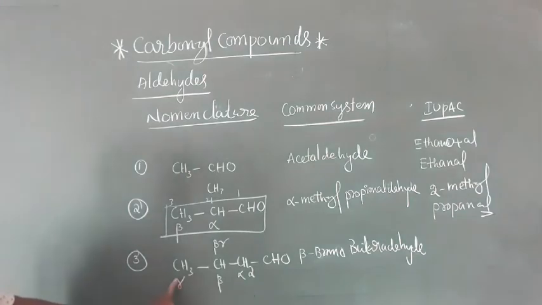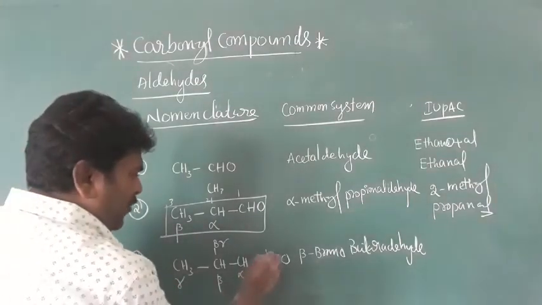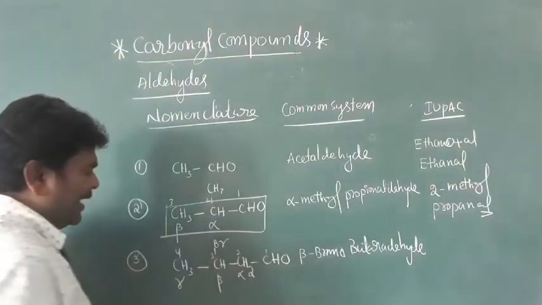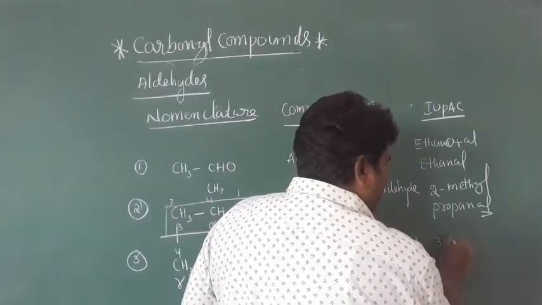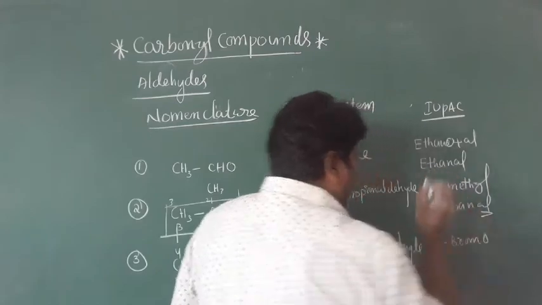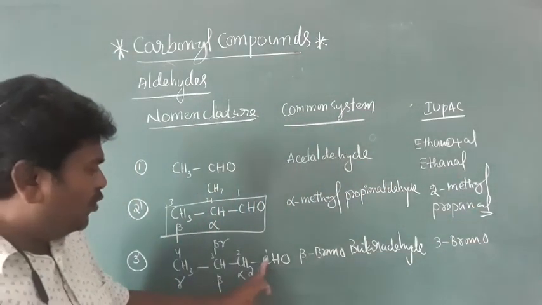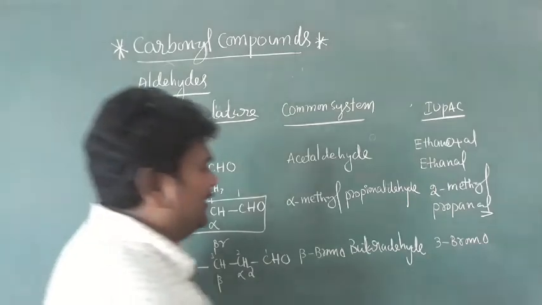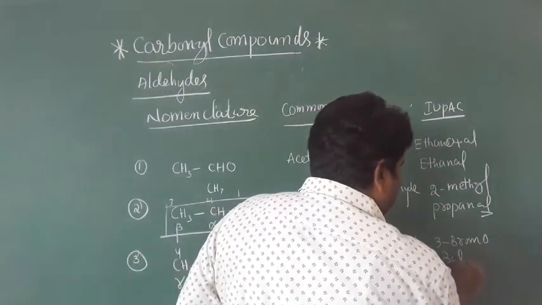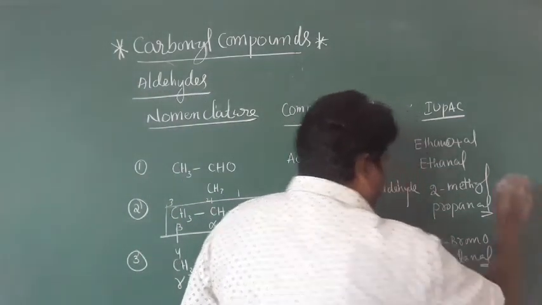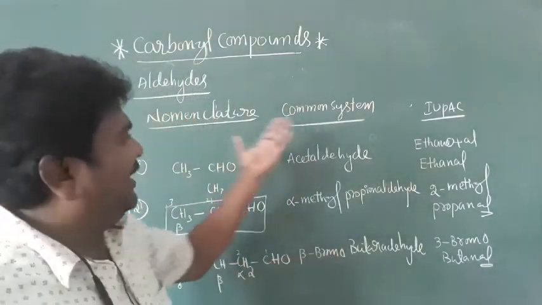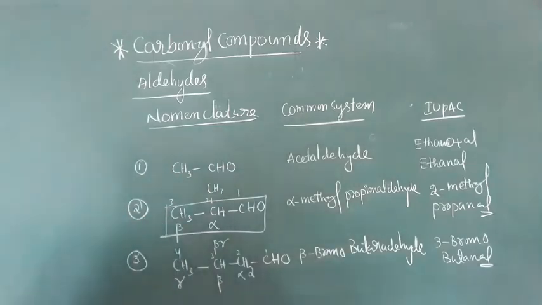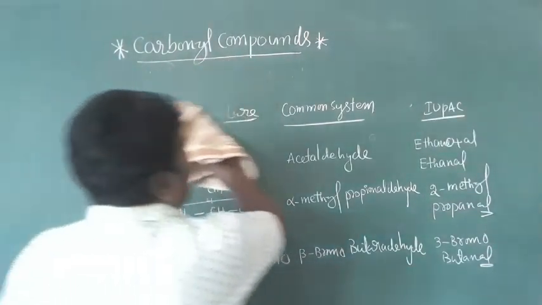What is the IUPAC name? Numbering is given here: 1, 2, 3, 4. At the third position there is bromine, so it is 3-bromo. How many carbons in the carbon chain? 1, 2, 3, 4. It is a butanol. So this is the nomenclature of aldehydes. Next, ketones.